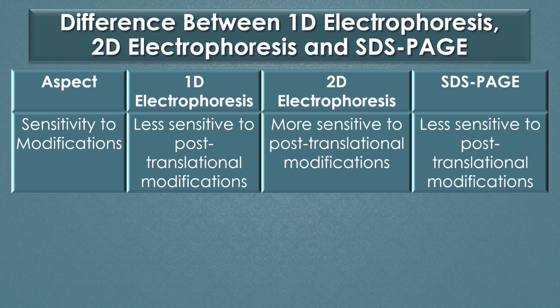Sensitivity to modifications. One-dimensional electrophoresis is less sensitive to post-translational modifications. Two-dimensional electrophoresis is more sensitive to post-translational modifications and SDS-PAGE is less sensitive to post-translational modifications.